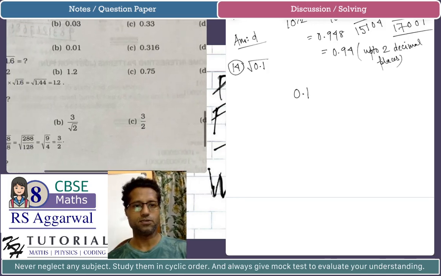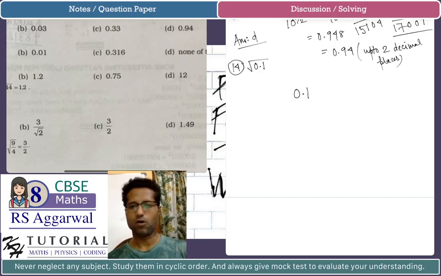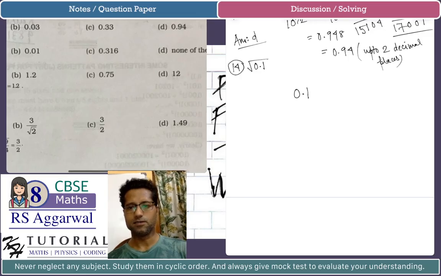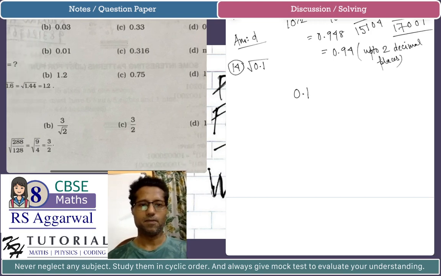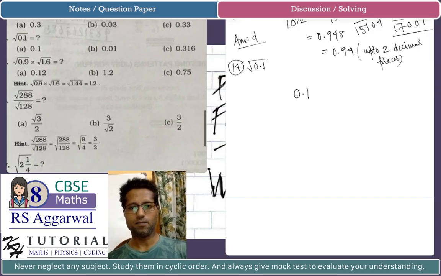Now you have to see the choices. Clearly you can understand that the square root of 0.1 will never be 0.1 or 0.01. From common sense, we can easily answer this question. It has to be choice C, that is 0.316. But let's see anyway how we are getting 0.316.